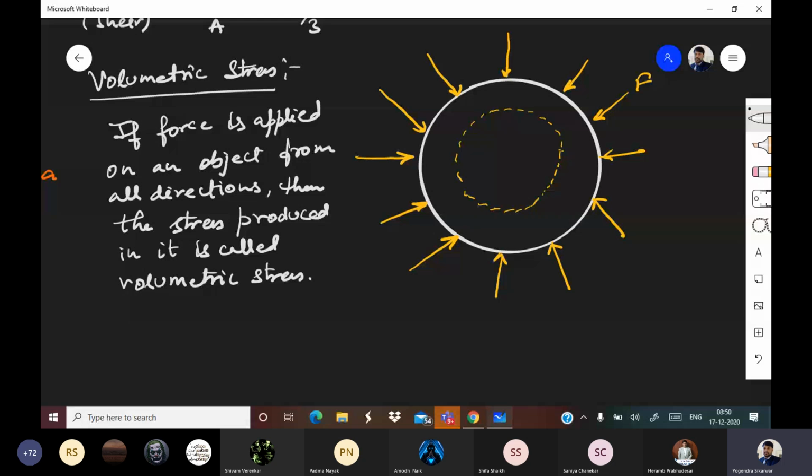So my question to you is, how to create volumetric stress or how to exert volumetric stress in solids. Okay, my question is very simple. How to exert volumetric stress in solids or on solids? Can you explain, anyone? Can you help me out with this? How to exert volumetric stress?